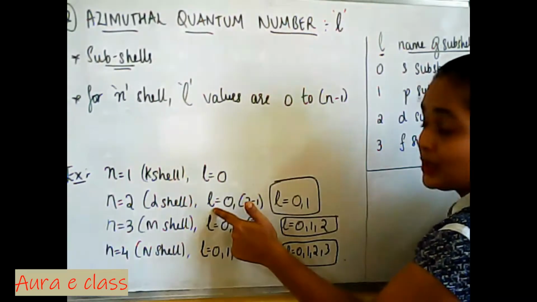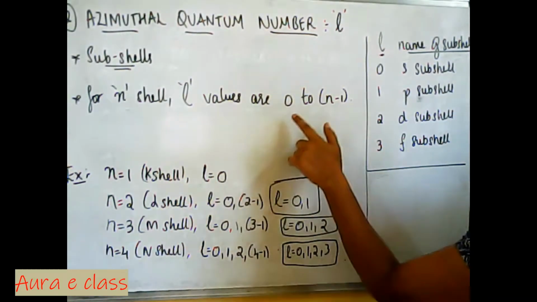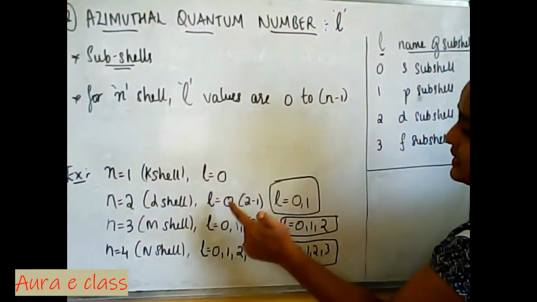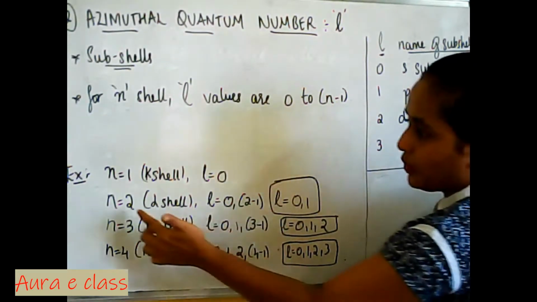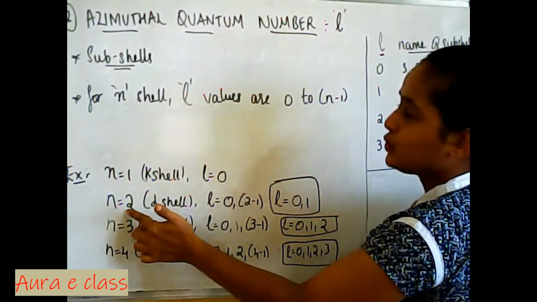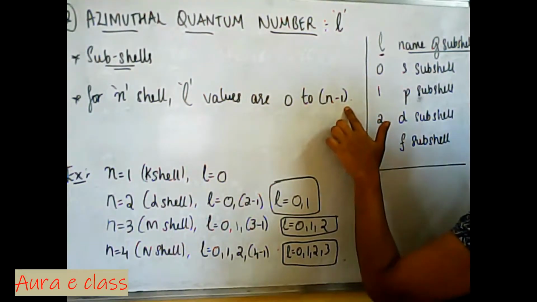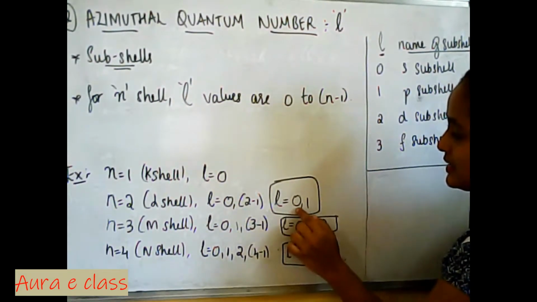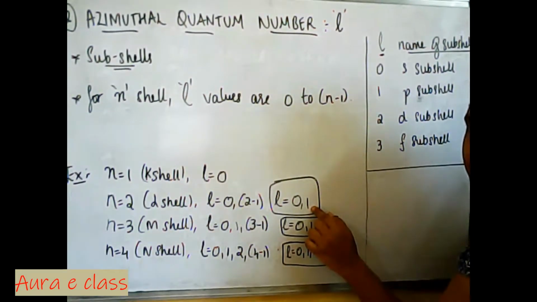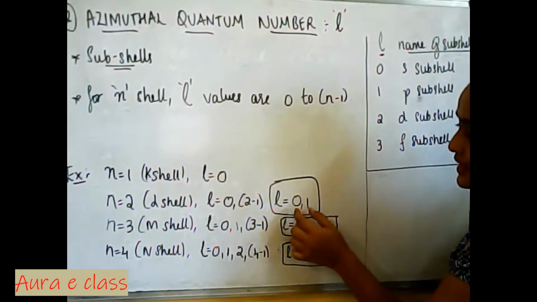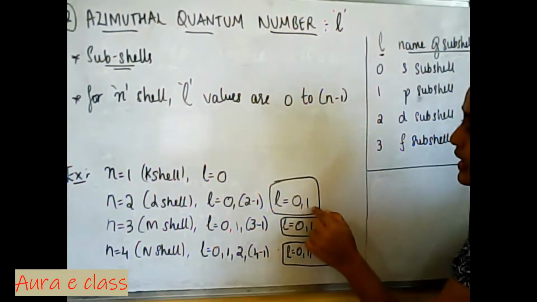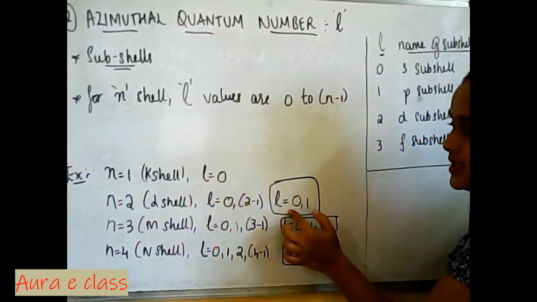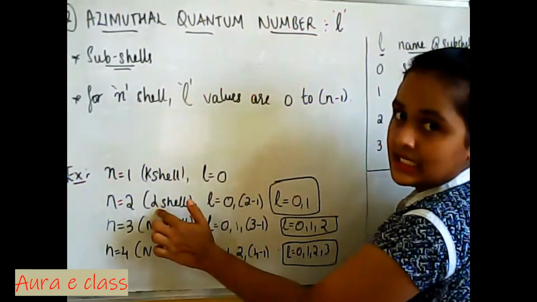Now let us calculate the L value. 0 to n minus 1. Now I will write 0 as it is. Now what is my n value? It is 2. 2 minus 1. What is 2 minus 1? It is 1. So I will get 0, 1. So there are two subshells, 0 and 1. Let us take them as values for now. There are two values which I got for the L shell.